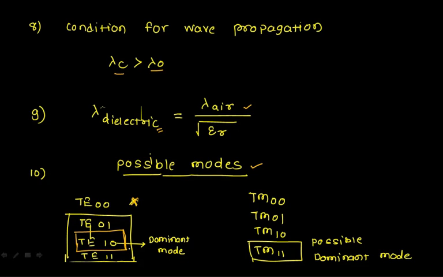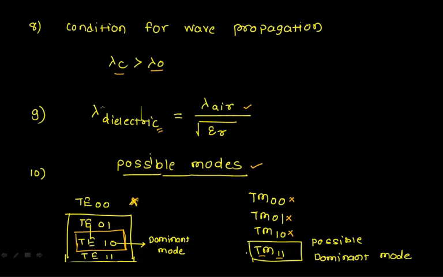What about the TM wave? 00 not possible, 01 not possible, 10 not possible. The only possible mode is TM11 and above, or higher modes than this TM11. So the dominant mode which you will observe in TM is nothing but the 11. Okay? So why do you need to understand all these things?